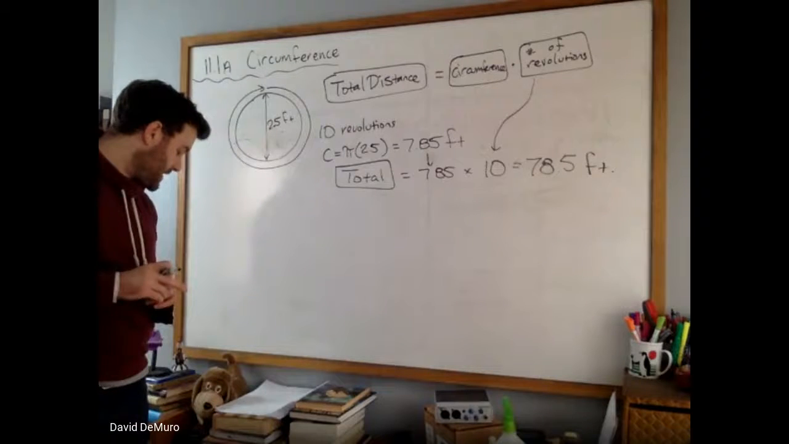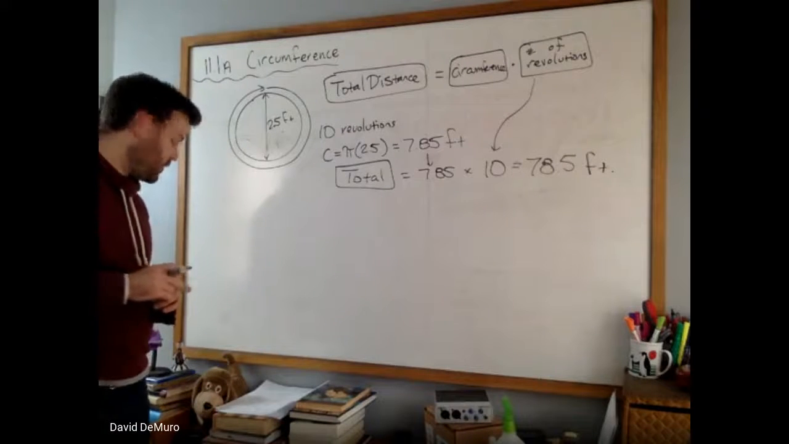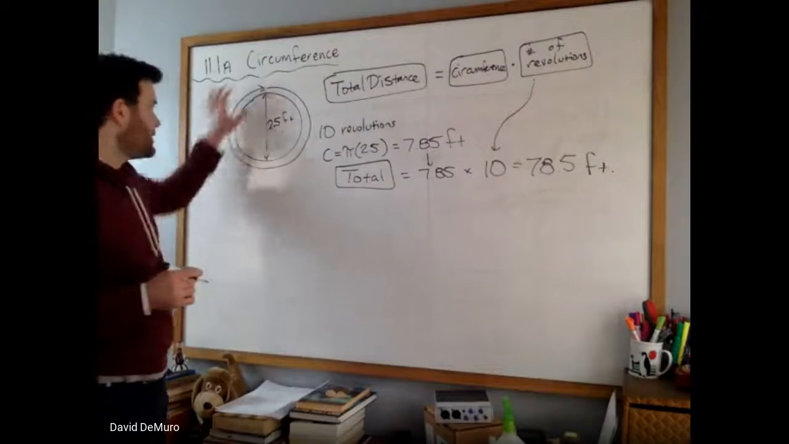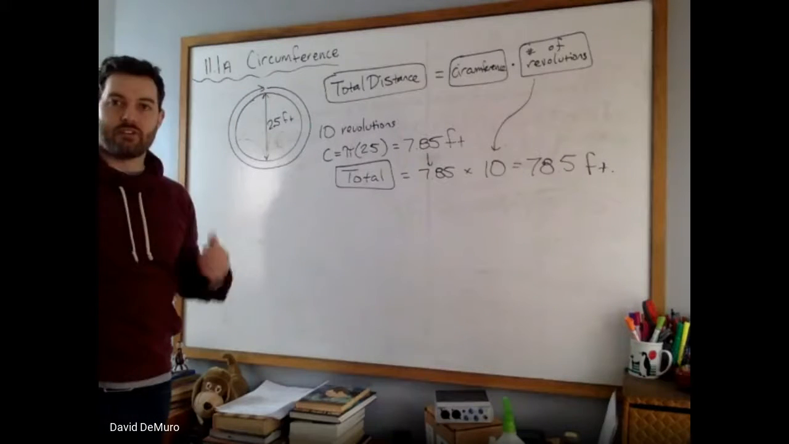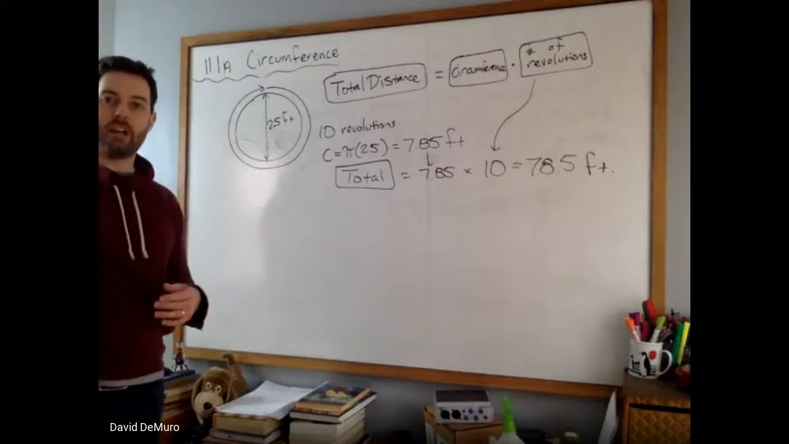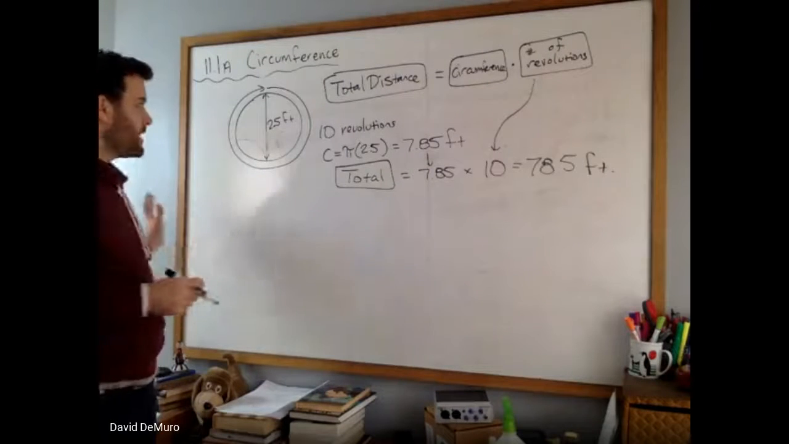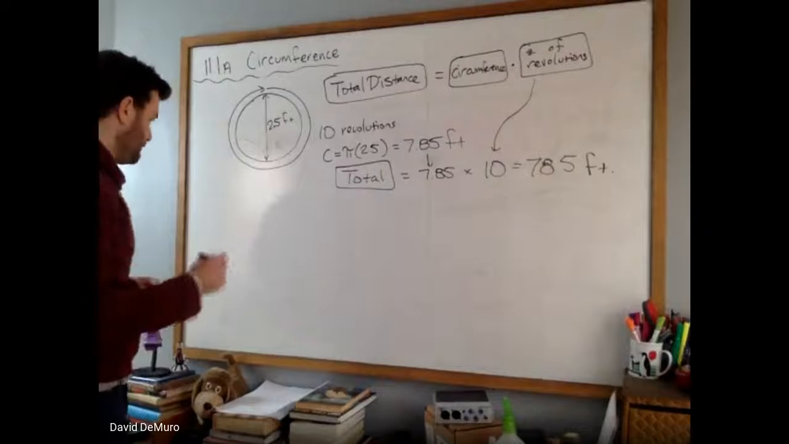All right, we'll talk about a quick example of how to go backwards. So let's take this truck tire and say, well, let's say that truck drives a mile. Well, how many times does the tire rotate for that truck to drive 1 full mile?